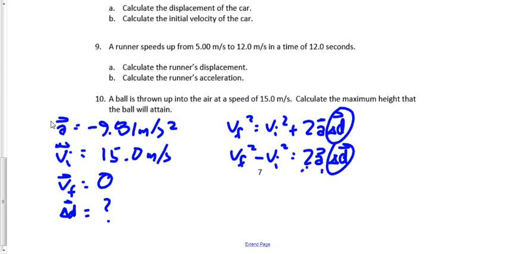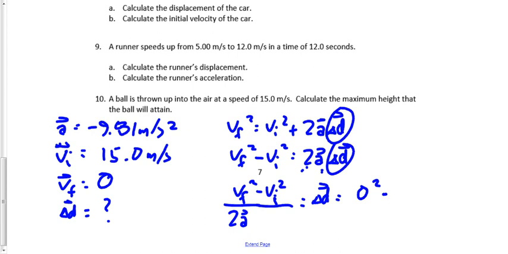Right. We're going to divide, so it becomes Vf squared minus Vi squared, all divided by 2a. Careful, don't make it like this. We're not dividing something by 2a, we're dividing everything by 2a. Got that? That equals delta d. All right, so Vf is 0, Vi is 15. We did a problem similar to this with our practice quiz, right? With our fake quiz. 2 times negative 9.81.